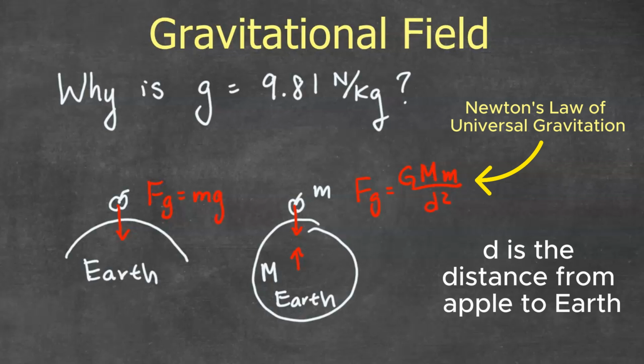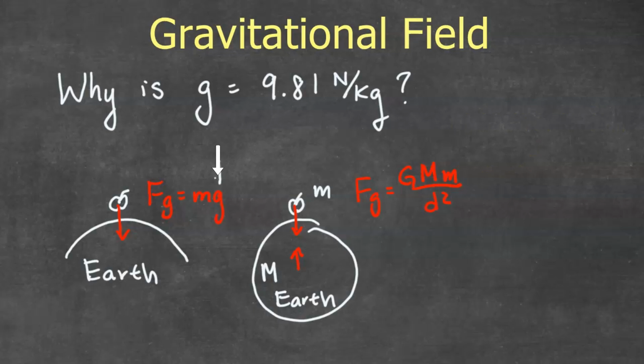Now, when we talk about the gravitational field, we're talking about this value right there, that little g here. So on Earth, if you know the mass of an object, you multiply it by what we call the gravitational field strength, 9.81, and we get the weight of the object. We can also use Newton's law of universal gravitation to calculate it as well.